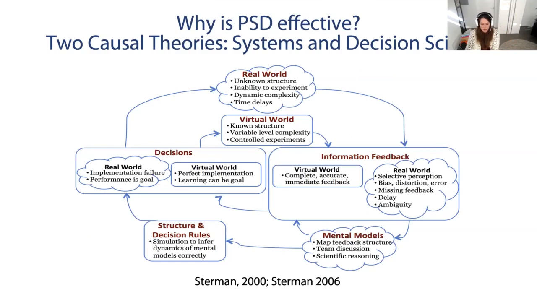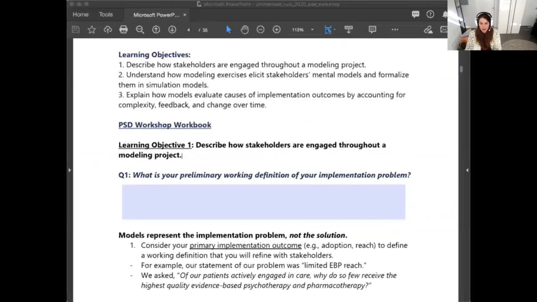And so John Sterman, and I really commend his 2006 paper, it's in the reference list if you want to check it out in the American Journal of Public Health. He really talks about the idea that what most of our EBP implementers are doing is making decisions in the real world where we have missing information, delay, and ambiguity, and we form mental models based on that bad information. And that's a real bummer when it comes to the decisions we make.